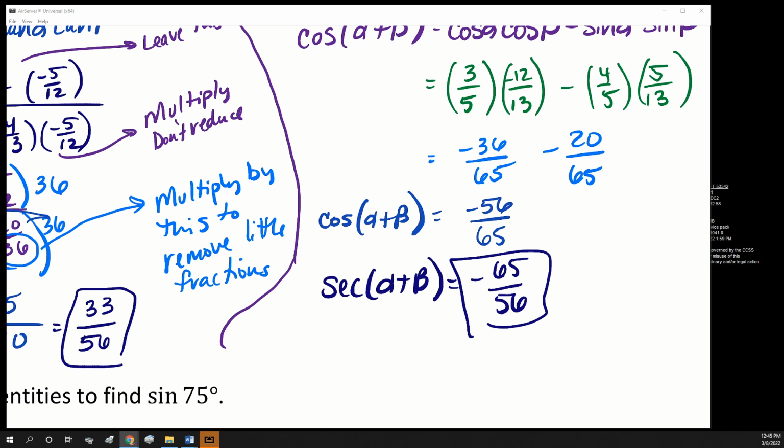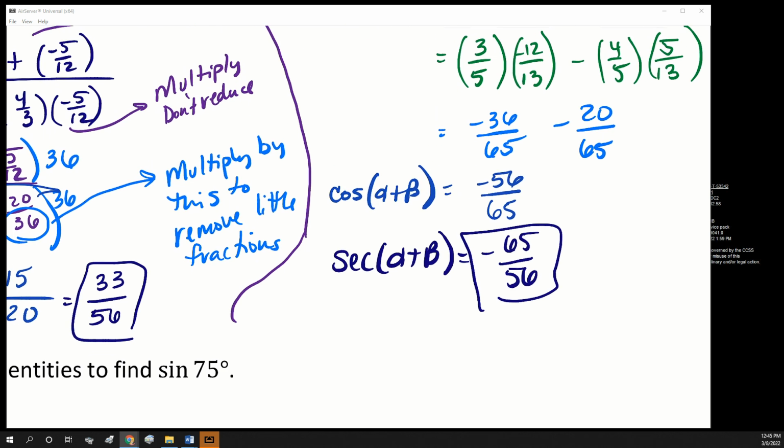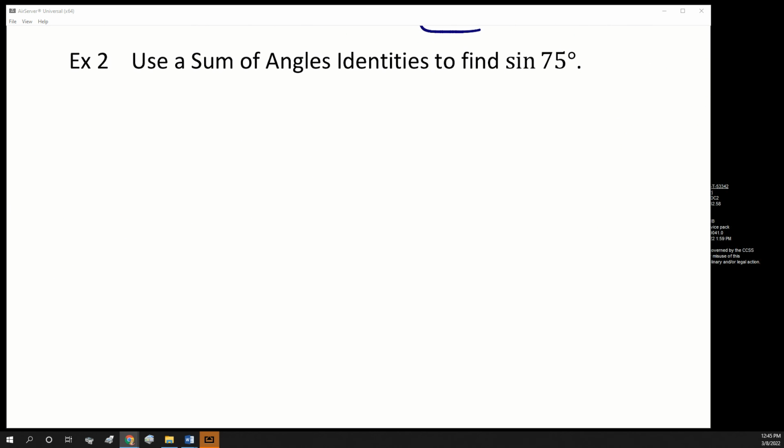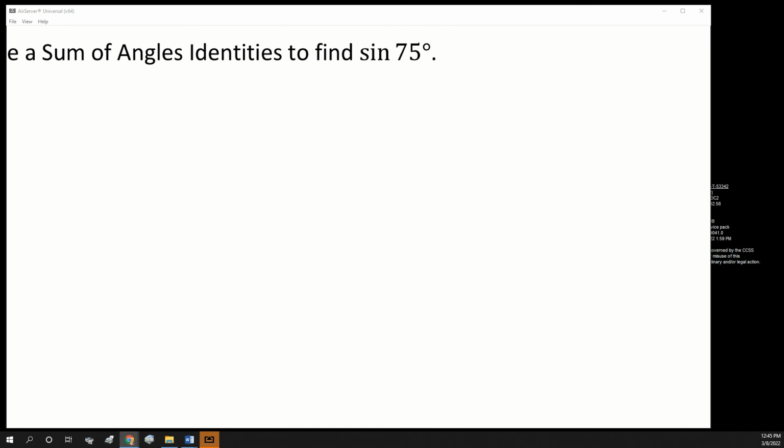Okay, so the very last one we're doing is like what we did yesterday, except it's in degrees. And when our angles were in radians, I told you what you needed to add or subtract to get that angle in radians. If it's in degrees, I'm not going to do that. So what we're going to do is find two special angles that add or subtract to give you 75 degrees.